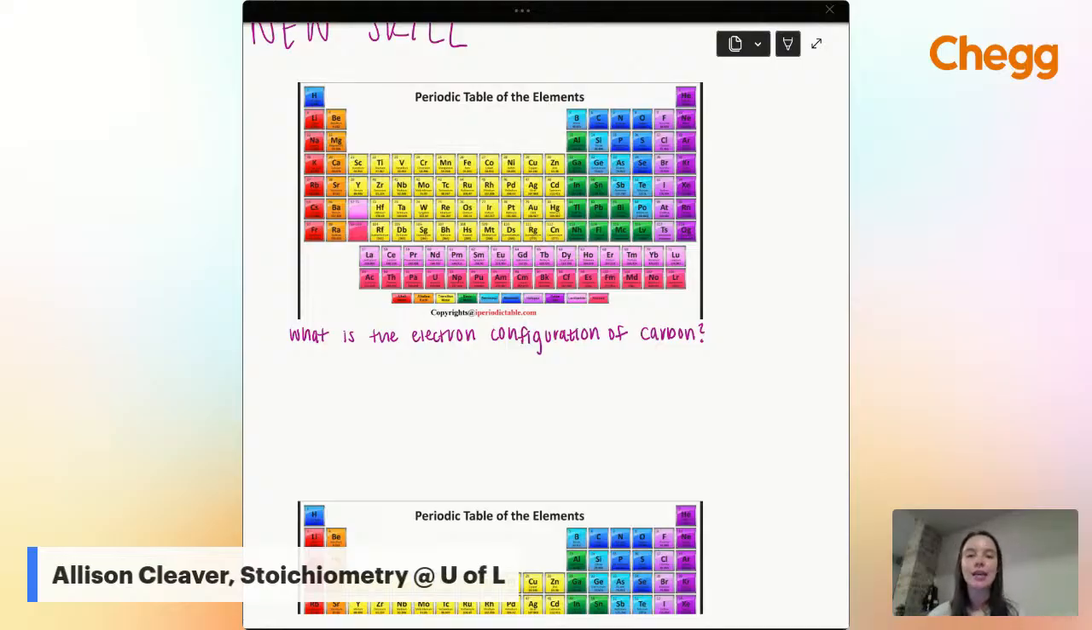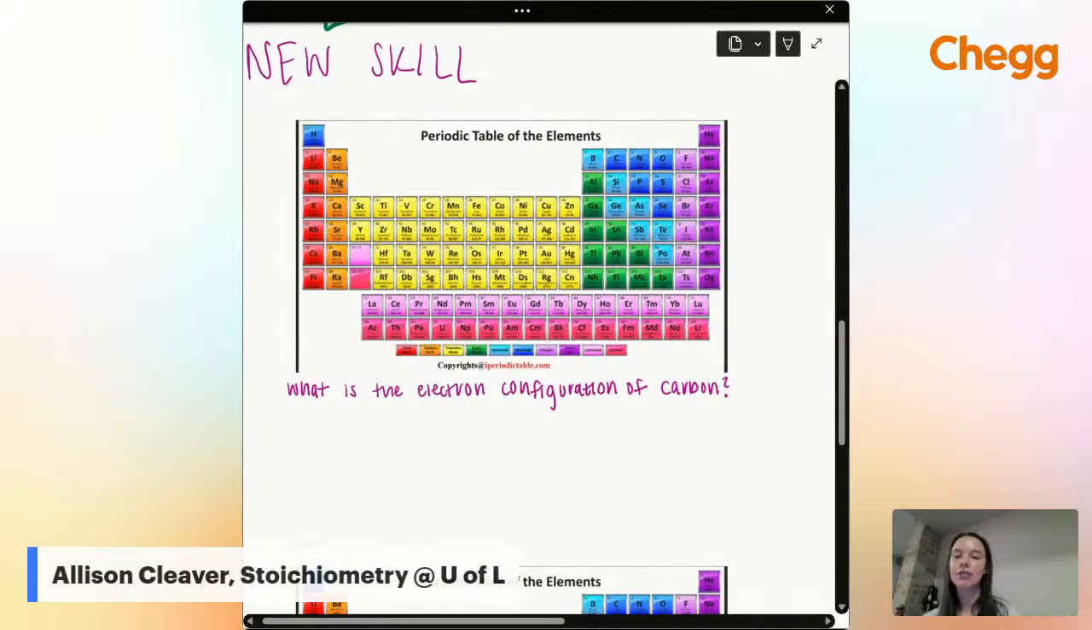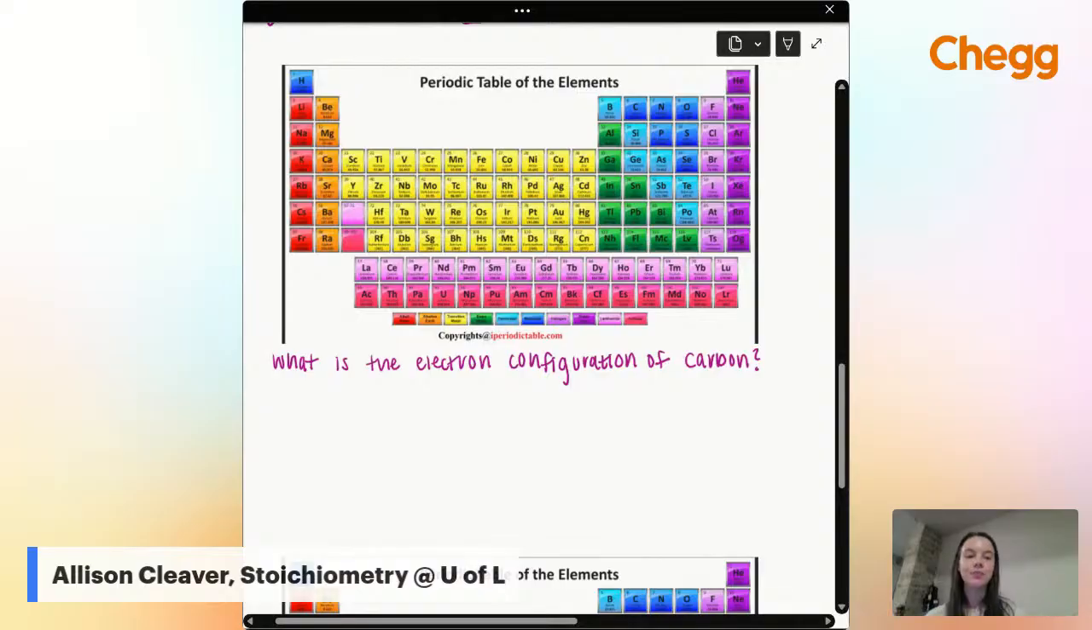So hopefully this kind of overview will help you. If you need better clarification on anything I go over, type that in the chat and I can go through it slower, I can go through it more precisely, just let me know. But first, we want to know what the electron configuration of carbon is.